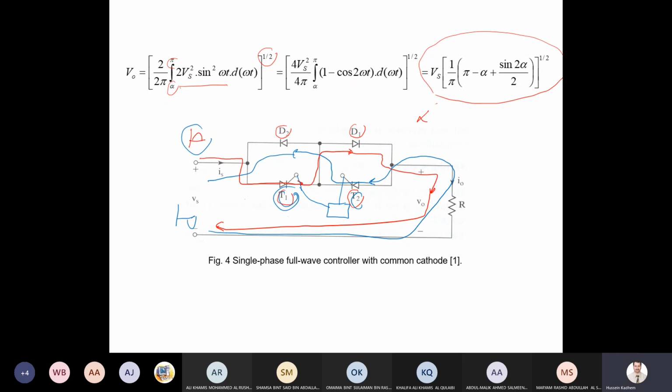But from the other side, we increase the losses. Why? Because here, at any instant of time, 2 switches are conducting. As an example, when it is positive, thyristor T1 and D1 are in series, and they conduct the current. So the losses and drop are on D1 and T1. When it is negative, the drop will be on D2 and T2.